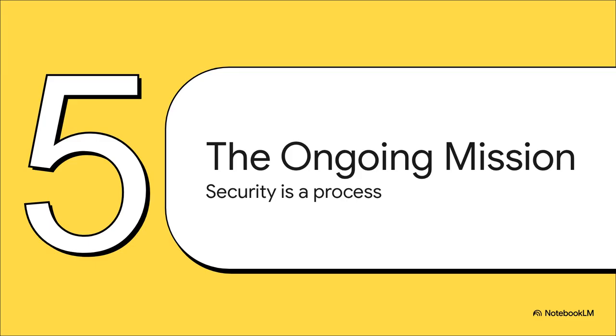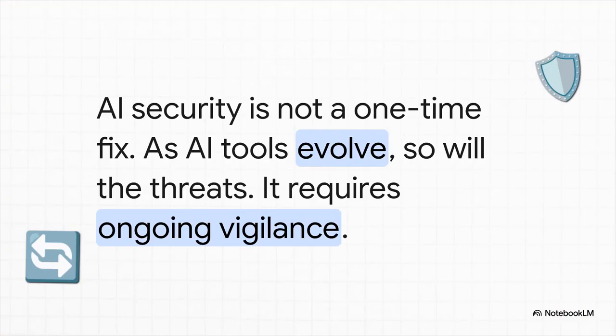Finally, there's one last piece to this puzzle, and it's not a tool or a policy. It's a mindset. In the world of AI, security isn't a project you finish. It's an ongoing mission. And if you take one single thing away from our introduction today, please let it be this. Security is not a finish line you cross. As AI tools evolve, and they're evolving at lightning speed, the threats are going to evolve right alongside them. This requires constant, ongoing vigilance. It's a process of learning and adapting, forever.